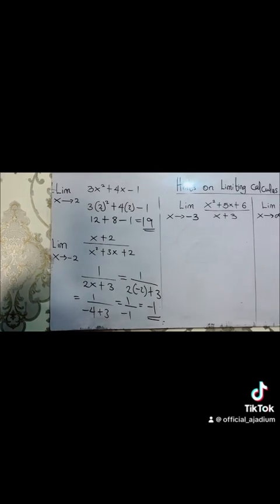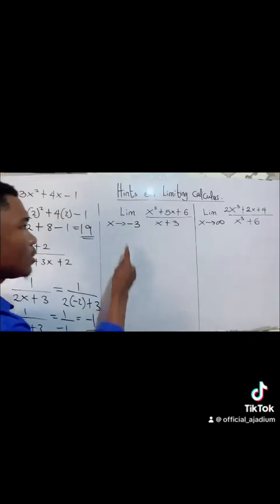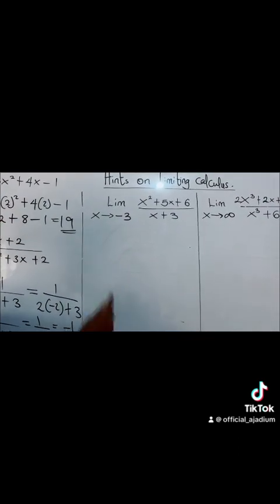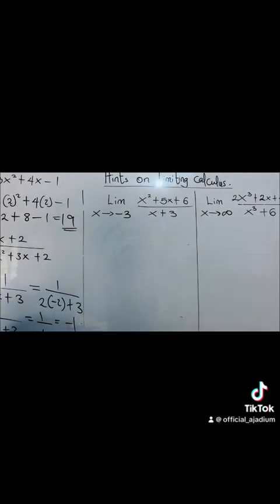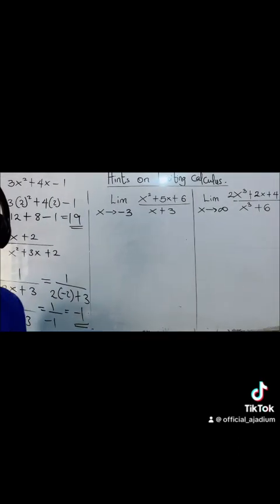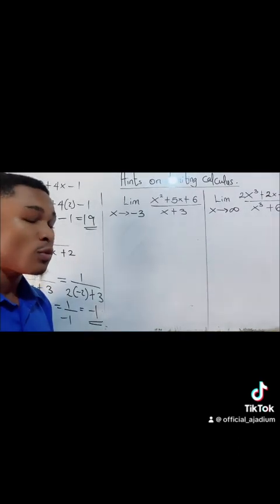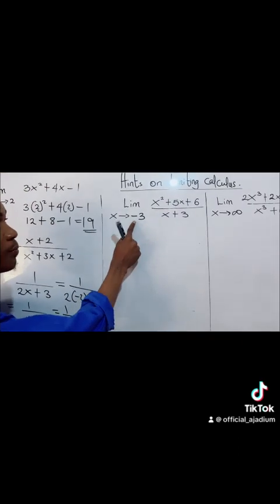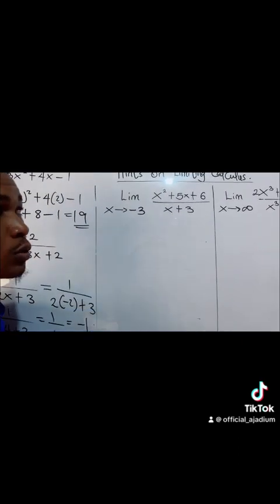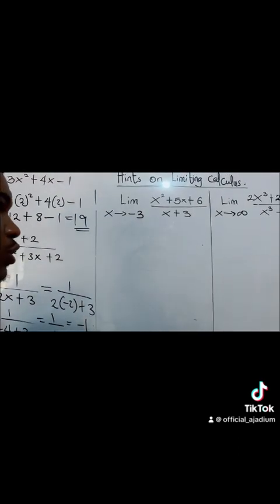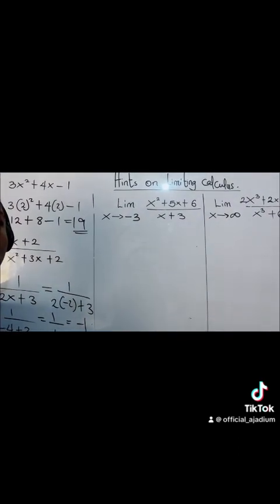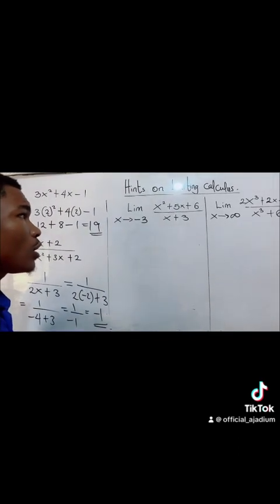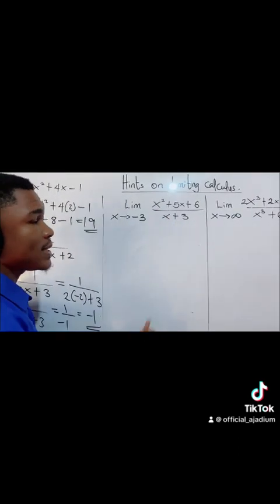Now let's move to the next question. The next question says the limit of x squared plus 5x plus 6 over x plus 3, and x tends to minus 3. So the logic on that limit is that your denominator must not be equal to 0, because when your denominator is equal to 0, you are going to have undefined or infinity. So if you substitute the value of minus 3, the denominator is going to be 0. So we have to find a way to solve the question so that our function will not tend to infinity, or our denominator will not be equal to 0. So what do we do here? All we have to do is factorize the numerator.